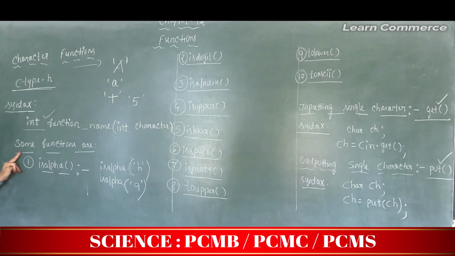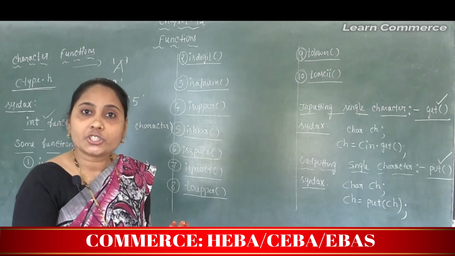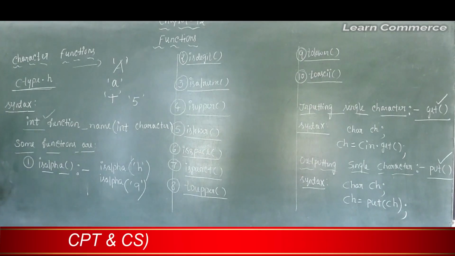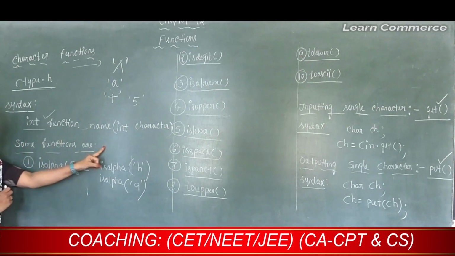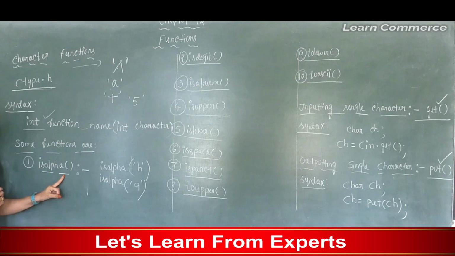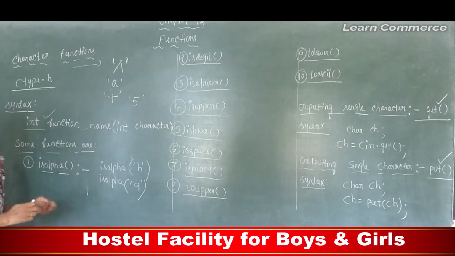Now, next, some functions. Now I am going to discuss it, it's a very important 5 marks question. What functions are used in our character function, or we can say some functions of character functions are here. The first function name is isalpha, okay, ISALPHA, isalpha. We know that isalpha is called alphabetic. Clear this one here? Why are we using such a function? The isalpha is the function name.